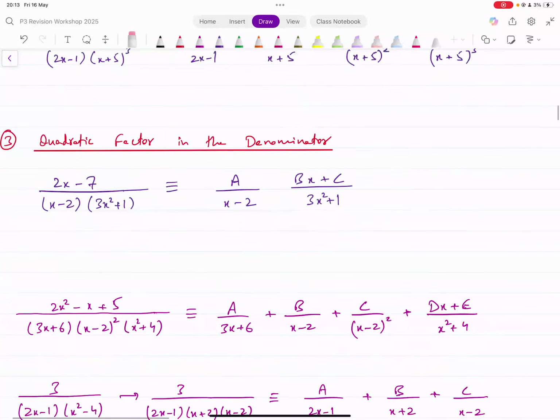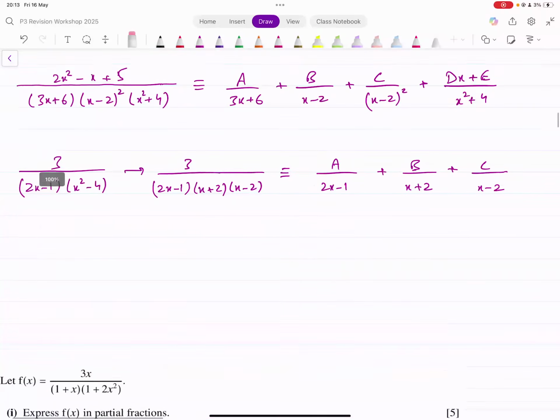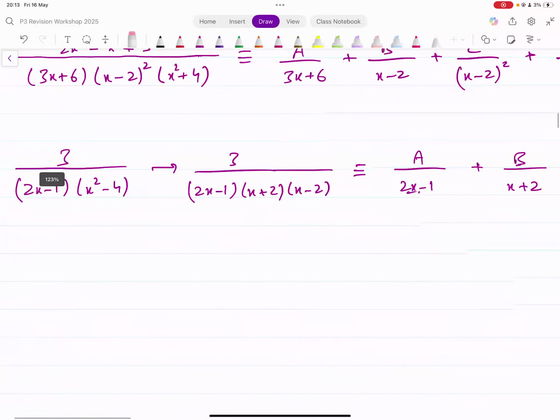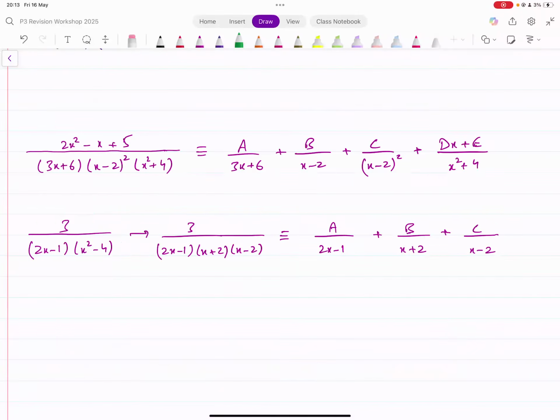Now, sometimes you will see later on, especially in integration, you might end up getting something like this: 3 over 2x minus 1 into x squared minus 4. Now, the first factor is linear. For that, we just have a over 2x minus 1. But have a look at this. This is a quadratic factor, as in that's what it appears to be initially. However, this is something that can be factorized further.